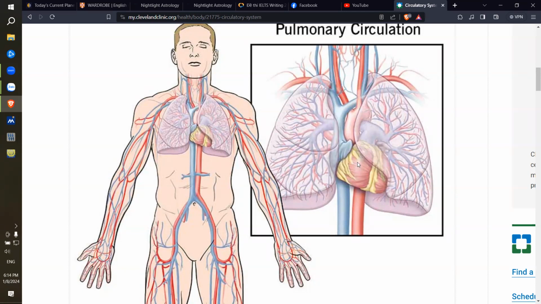So when you cut out human heart, it... Heart. Heart.